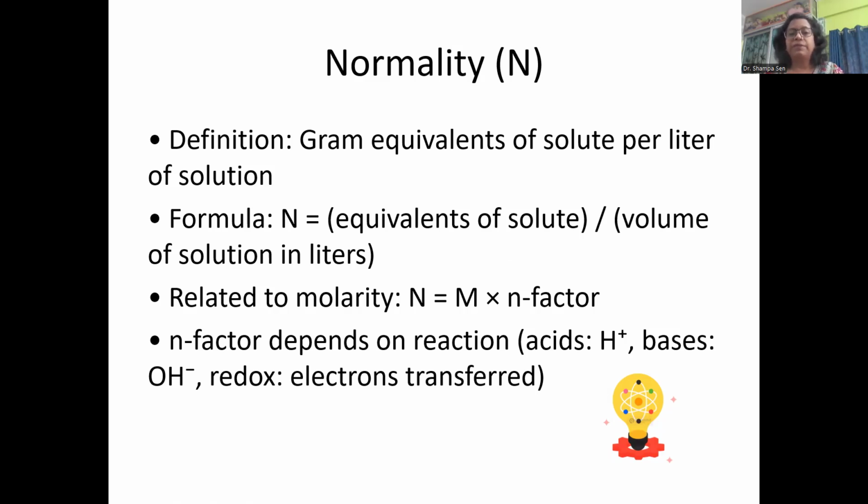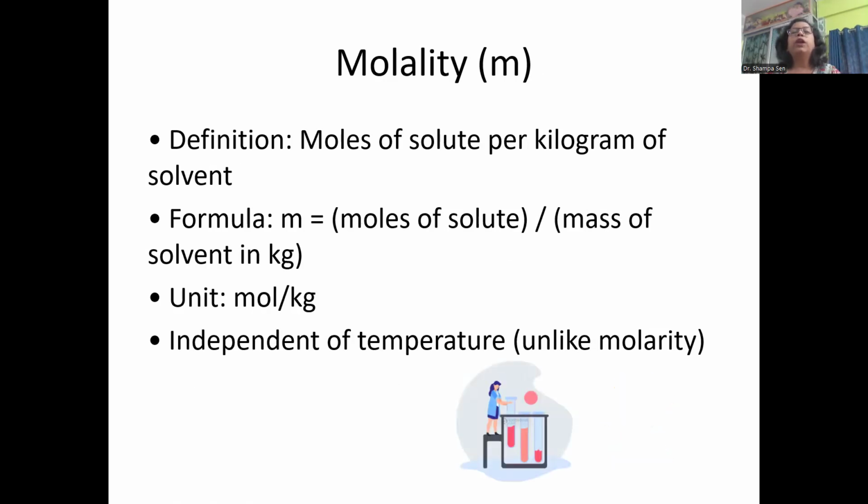What's n factor? N factor depends on reaction. How many H plus ions are released in case of acid? For bases, how many OH minus ions are released? In case of redox reaction, how many electrons are getting transferred? Right? So we will understand this in detail when we solve some numerical problem on normality. Let us go for other way to express concentration. Molality.